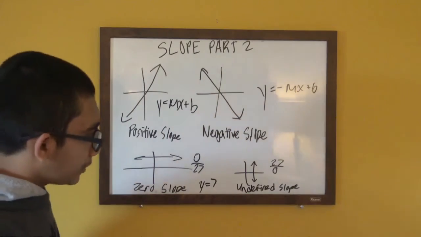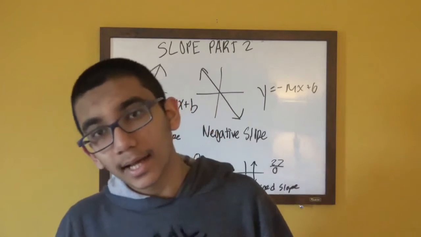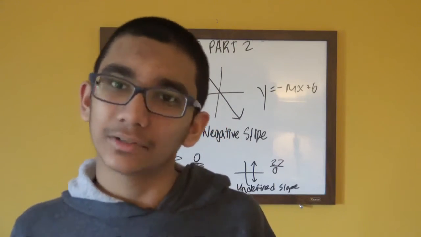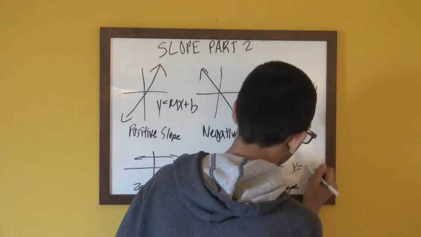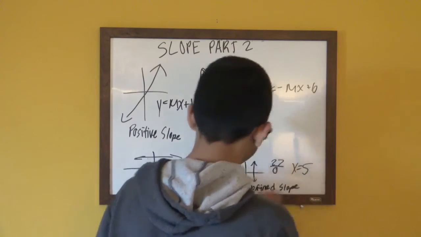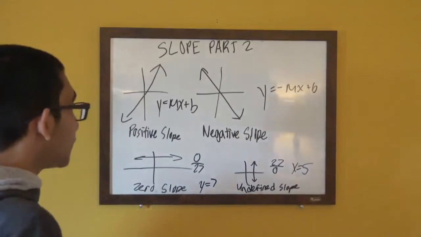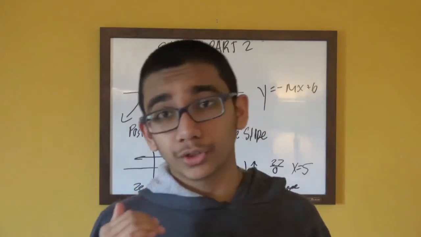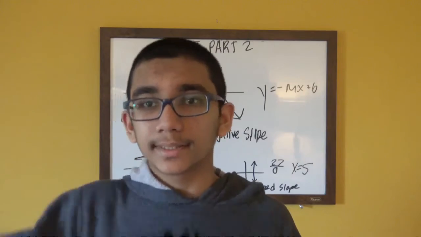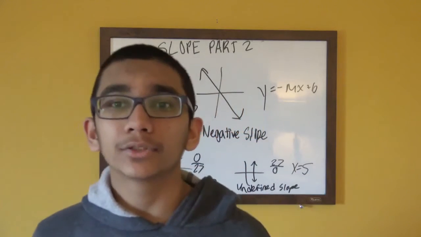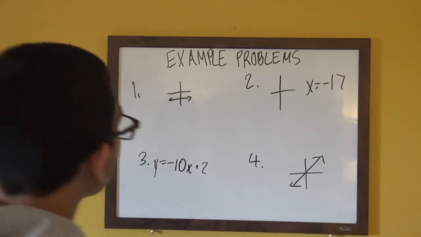Now, for undefined slope, since it's vertical, it cuts through the x-axis, which is an x-intercept. So it's basically the same thing as zero slope, except instead you're writing x, and it looks different. So we would write x equals a number, for example, 5. An important thing to remember: since zero slope goes to the y-axis, it's always y equals a number. And since undefined slope goes to the x-axis, it's always x equals a number. That's all. Okay? Now, let's move on to some example problems.